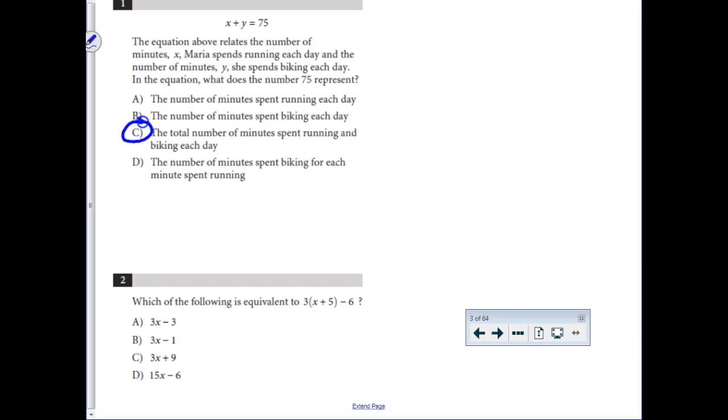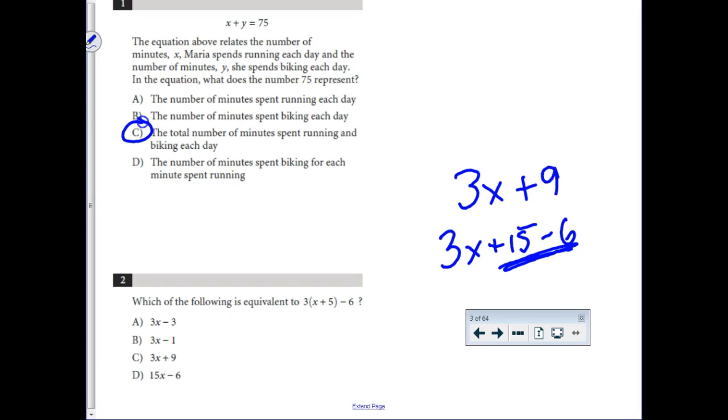All right, so C is your correct choice there. Which of the following is equivalent to 3 times the quantity x plus 5 minus 6? You just got to distribute the 3. Just don't do anything goofy. So 3x plus 15 minus 6. Collect your like terms right there. And that gives you 3x plus 9. So your choice would be C as well.